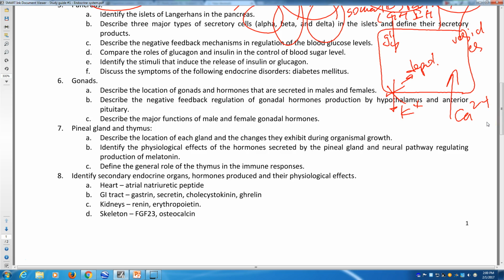Gonads. Where are they? What do they do? Maturation of sperm in the male, maturation of oocyte in the female. Know that gonadotropins are FSH and LH. Gonadal hormones are testosterone, estrogen, and progesterone, produced by the gonads. Don't mix them up. It happens. Don't mix them up.